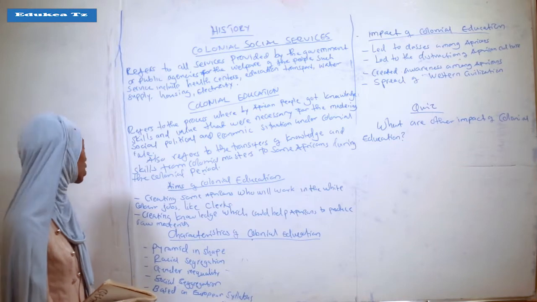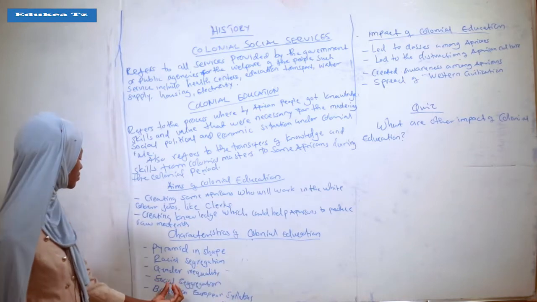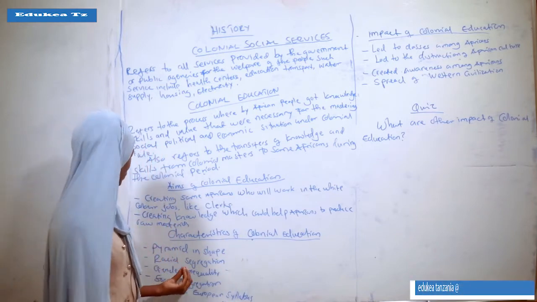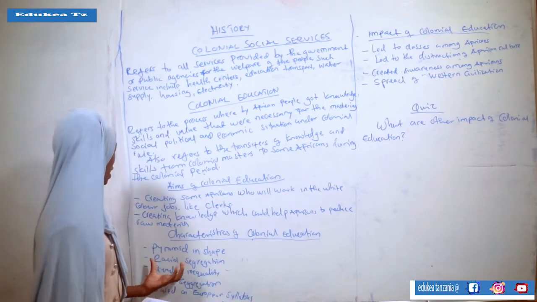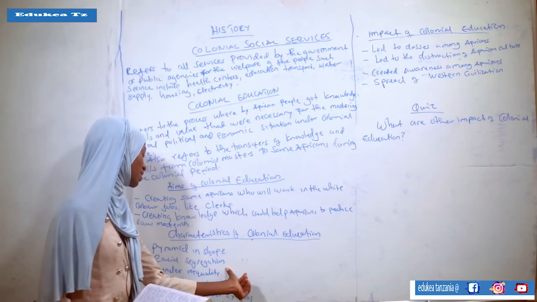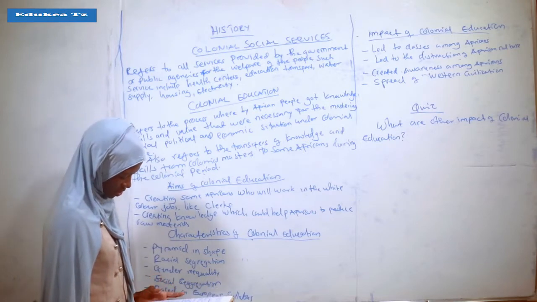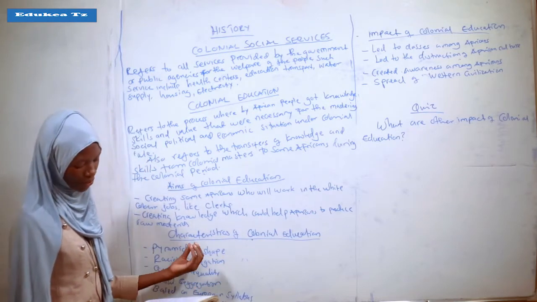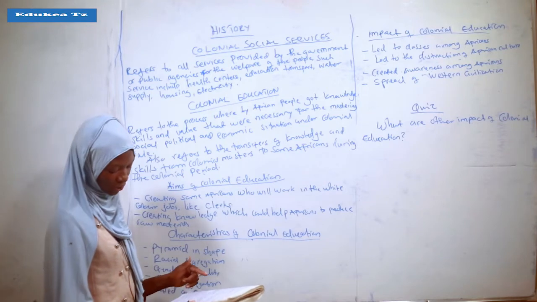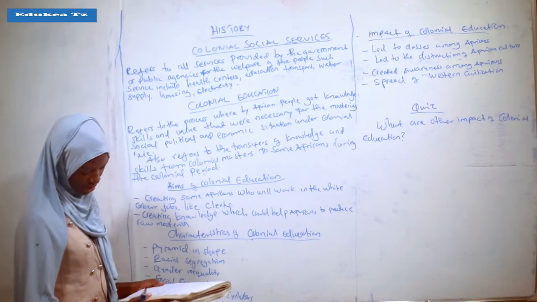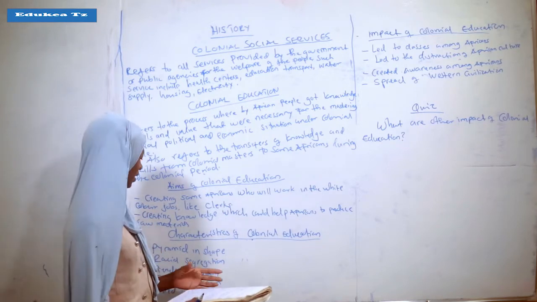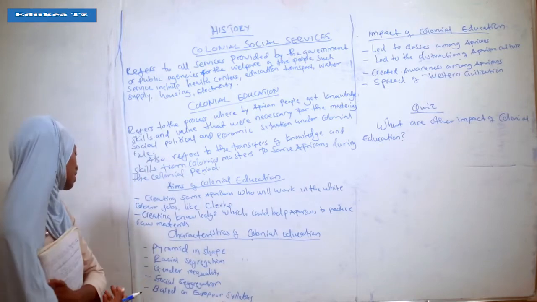Another characteristic was gender inequality. Boys were preferred to get education more than girls. Colonial education provided inequality, whereby boys were given high quality education while girls were given low quality education. Most of the girls were taken by sisters to work in their homes.